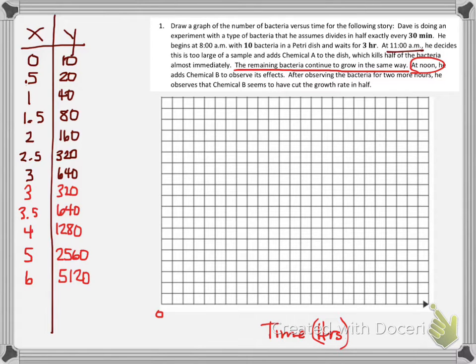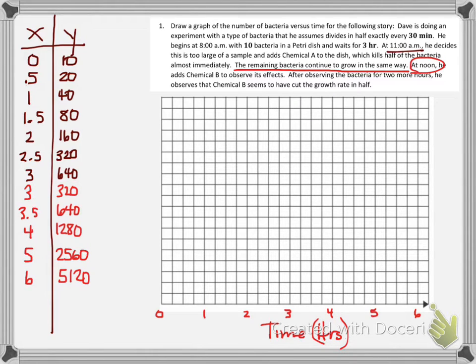Well, I've got 1, 2, 3, 4, 5, 6, 7, 8, 9, 10, 11, 12, 13, 14, 15, isn't that 25, I believe? So 6 divided by 25 means that every fourth line is going to be worth 1 hour. So 1 hour, 2 hours, 1, 2, 3, 4, there's 3 hours. 1, 2, 3, 4, there's 4 hours. 1, 2, 3, 4, there's 5 hours. 1, 2, 3, 4, there is 6 hours. And my half hours will be halfway in between, so that'll be nice as well. Okay, so we're good on our x-axis.